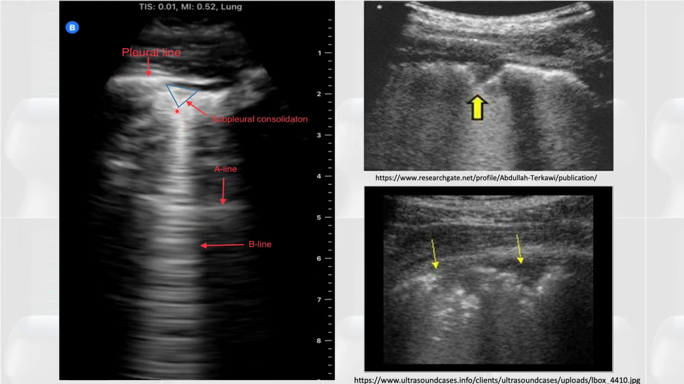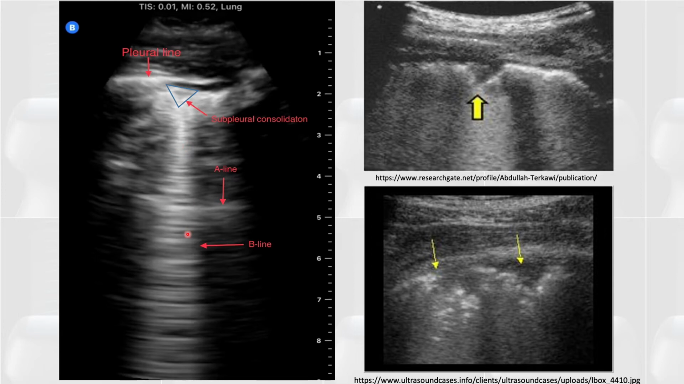This triangular shaped subpleural consolidation is actually characteristic of PE. So you see that in this image here as well. This is another patient from another source, and this is another triangular subpleural consolidation, also in a patient with PE. So again, these are not very specific, but they're highly suggestive, especially in the appropriate clinical setting with the presence of B lines, and the patient did actually have pleuritic chest pain.